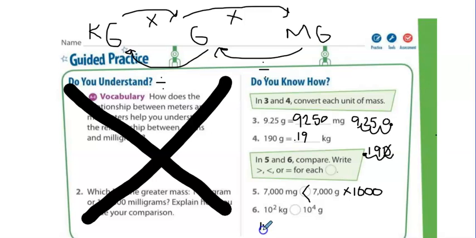All right, so now looking at number 6, I have 10 to the second kilograms. So basically a 1 with 2 zeros, which is 100, or 10 to the 4th grams, which is a 1 with 4 zeros. So on this one, remember you want to go from that larger unit to the smaller unit, which means I'm going to be taking 100 and multiplying it by 1,000. Because it's already a whole number, basically all I'm going to be doing is adding those 3 zeros onto the end, which gives me 100,000, whereas 10 to the fourth is 10,000. So then my kilograms would be more.